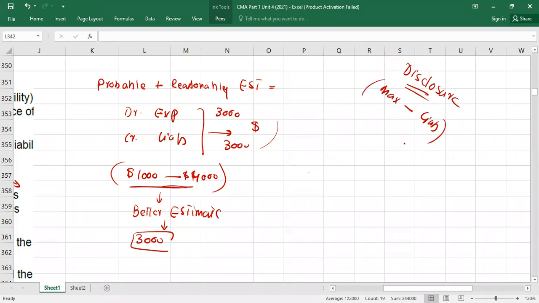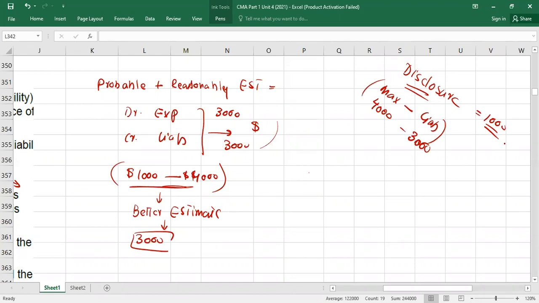What is the maximum amount in the range? 4,000. And what is the liability you have booked? 3,000. It means you have to disclose 1,000 extra also, because 3,000 you have already booked. The 1,000 you also need to disclose as the risk of potential loss or further loss. Understood? This is the first scenario.